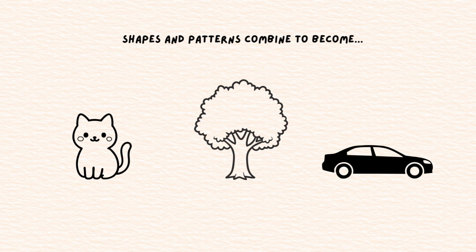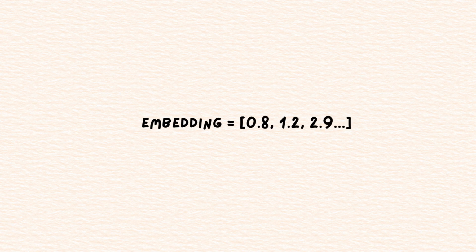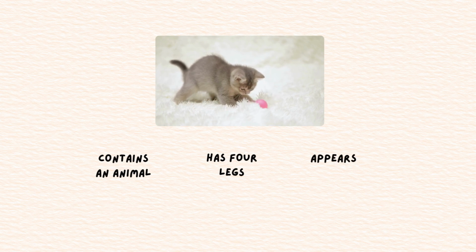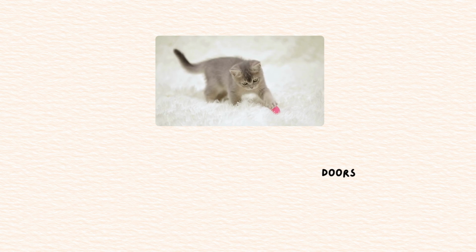But here's the clever part. The AI doesn't keep the entire image in memory. Instead, it creates a compact mathematical summary called an embedding. Think of it like a highly compressed description of what matters in the image. Instead of storing millions of pixels, it stores information like contains an animal, has 4 legs, appears indoors, looks similar to known cats. Not in words, of course, but in numbers. Lots and lots of numbers.